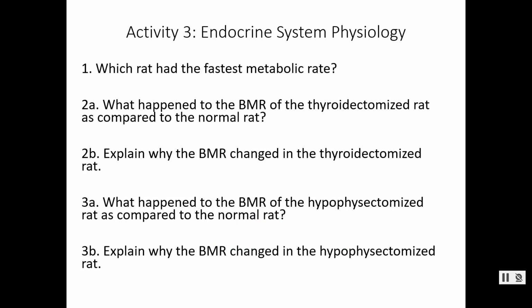So, you've got your chart. Let's see what our chart says. So one at a time. Which rat had the fastest metabolic rate? 2A, what happened to the BMR of the thyroidectomized rat as compared to the normal rat? 2B, 3A, 3B. Read through these. Pause your video, jot down your own answers, take a look at the data that you've come up with, go back, look at what we consider normal, below normal, above normal, all of the information that we've been learning. When you're ready, come back and let's check your answers.